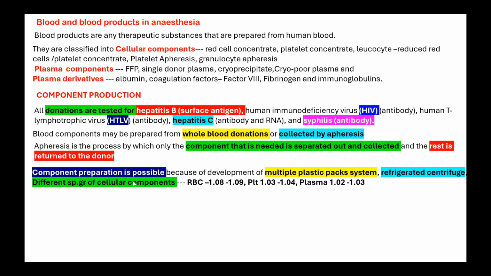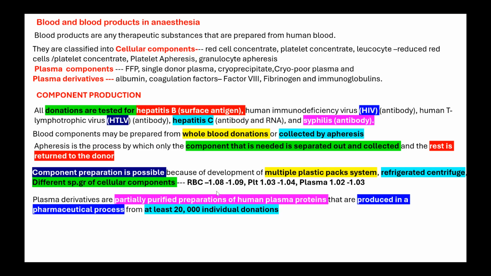And the component preparation is possible because of these developments. Multiple plastic pack systems have been introduced. Earlier, it was only a single bag. You would have seen in some of the movies when they donate, one tube will go and it will all collect in a single bag. Now we have double bag, triple bag, and even quadruple bag systems. So we can collect the blood in different bags, and then a refrigerated centrifuge is available. Based on the different specific gravity of the cellular components, they will separate out because of the specific gravity difference.